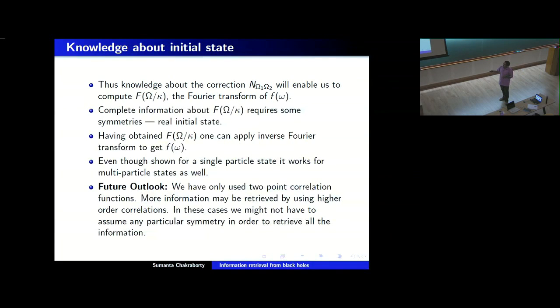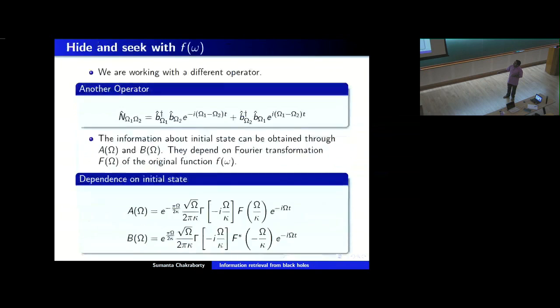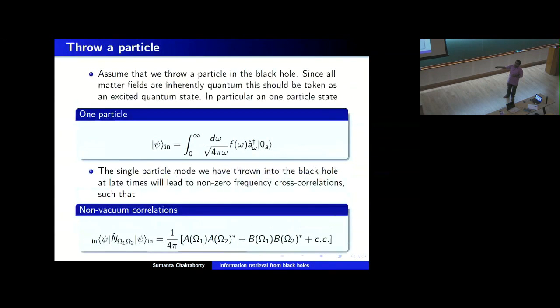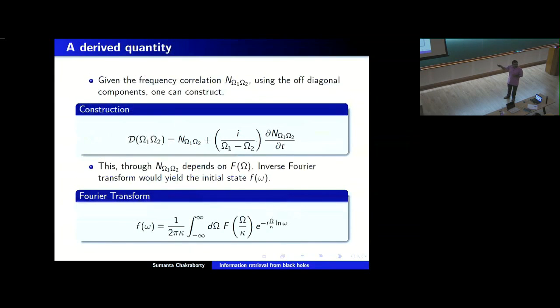Secondly, the complete information requires some more symmetries like the real initial state. Now, having obtained this f omega by k, we can apply the inverse Fourier transform in order to get f omega, and thus it shows that given a single particle state, and it will work for multi-particle states as well. If you have two such things, here I have given one a omega dagger, you could have given another a omega dagger. So that will be f omega 1, omega 2, a omega 1 dagger, a omega 2 dagger. That would be a two-particle state, so if you apply the number operator, you will get a result which is 2. So even for those particular states, you can apply the same procedure and get the corresponding f here.